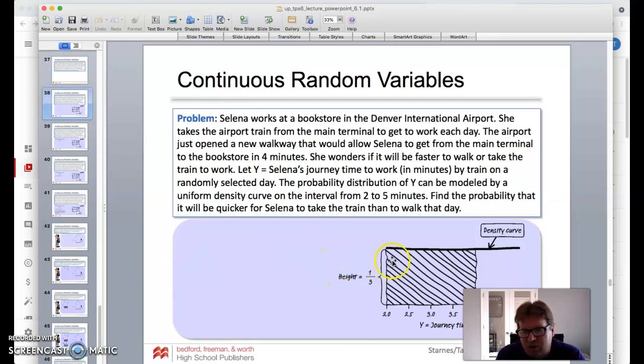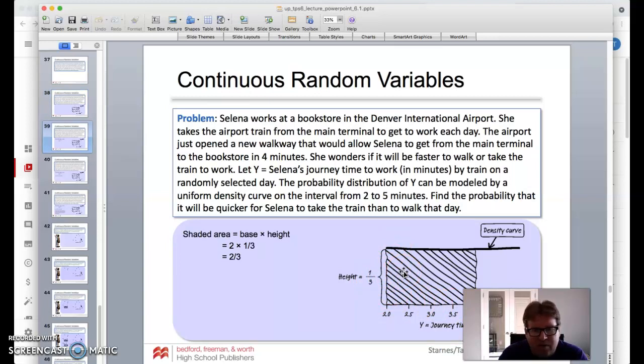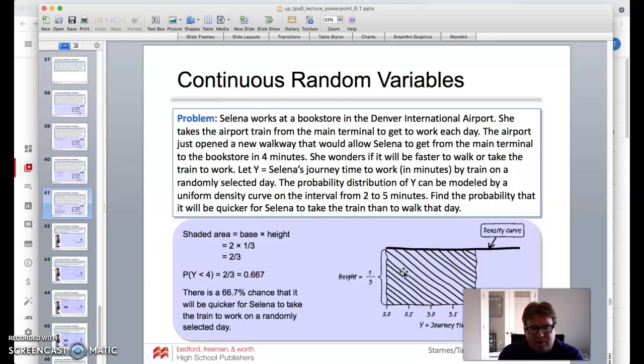So here's what she has: a uniform density curve from 2 to 5. That's a length of 3, so we know the height here has to be 1/3. To find that probability, we find the length here, which of course is 2, times the third, which would be 2/3. So obviously we'd have about a 0.67 chance of the train taking less than 4 minutes. That's the probability that it's quicker for Selena to take the train to work on a randomly selected day.